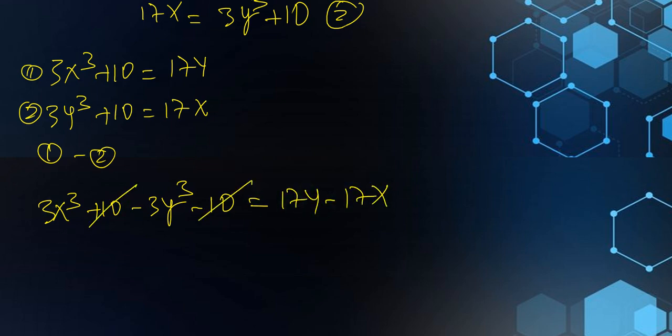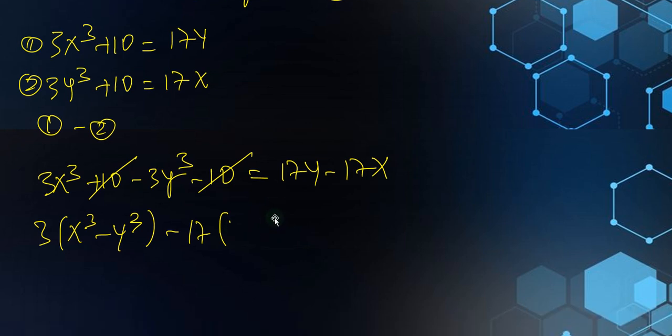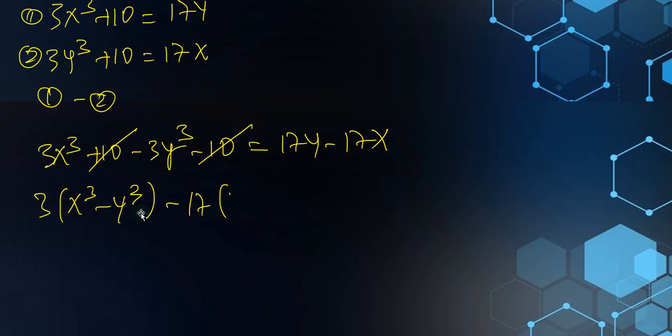So this one cancels with this. We have 3x to the 3 minus 3y to the 3. And then here we have minus 17. This one will come negative here, positive here. Let me see this, guys, because I think I made a confusion here. Okay, so this is actually plus 17 times x minus y, and then this is equal to 0.